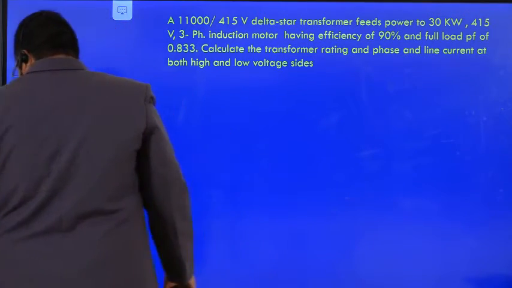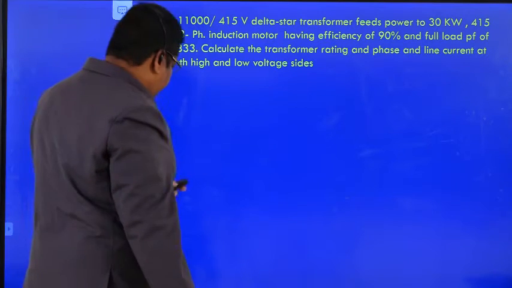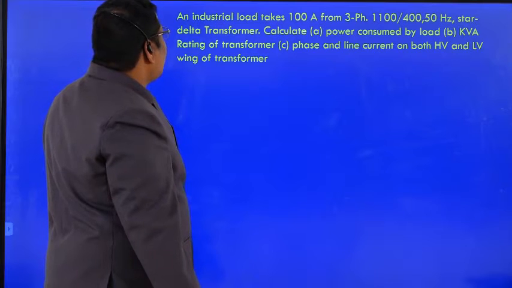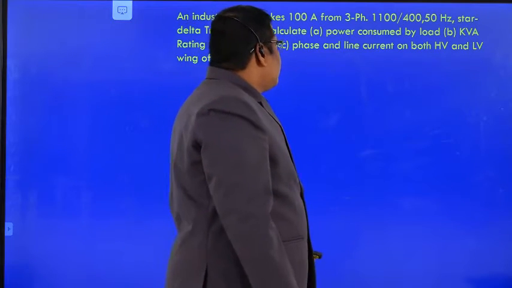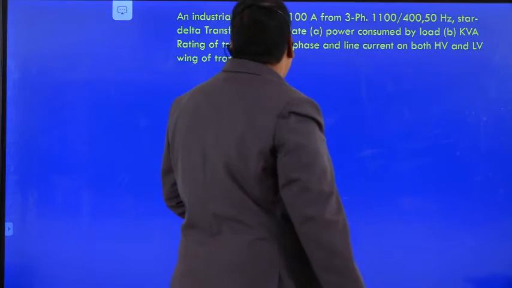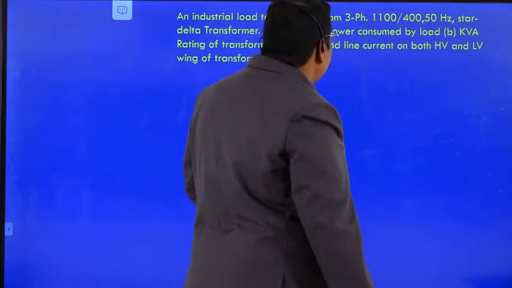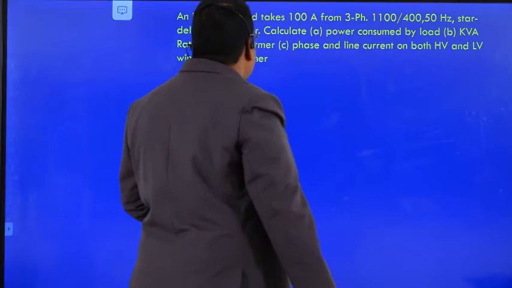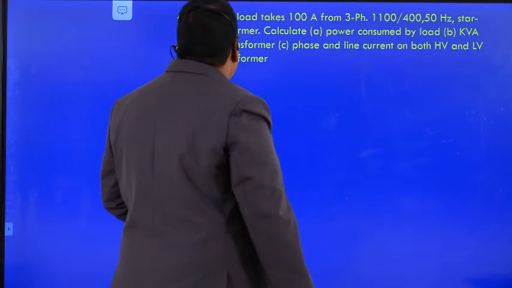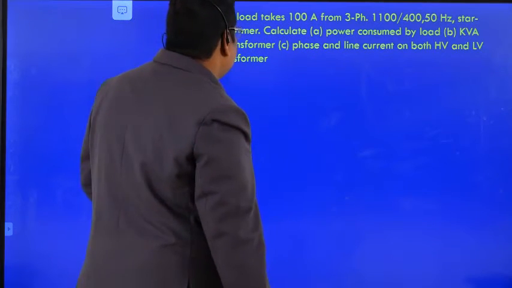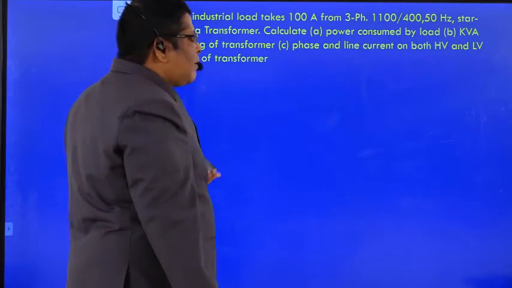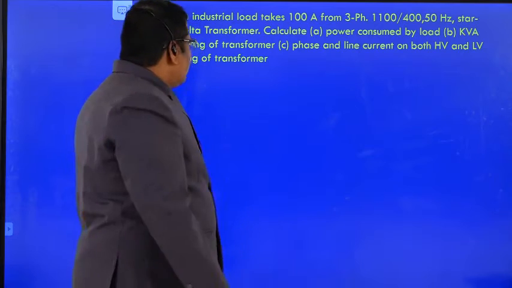Now let us go for one more problem. An industrial load takes 100 amperes from a 3-phase 1100 by 400 volts, 50 hertz star delta transformer. Calculate the power consumed by the load, the kVA rating of the transformer, and the phase and line current on both HV and LV windings of the transformer. See here, what type of connection is given? Star delta.